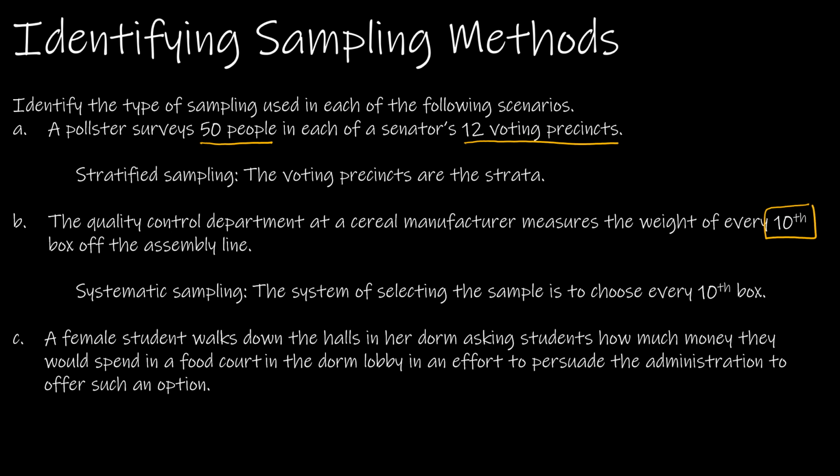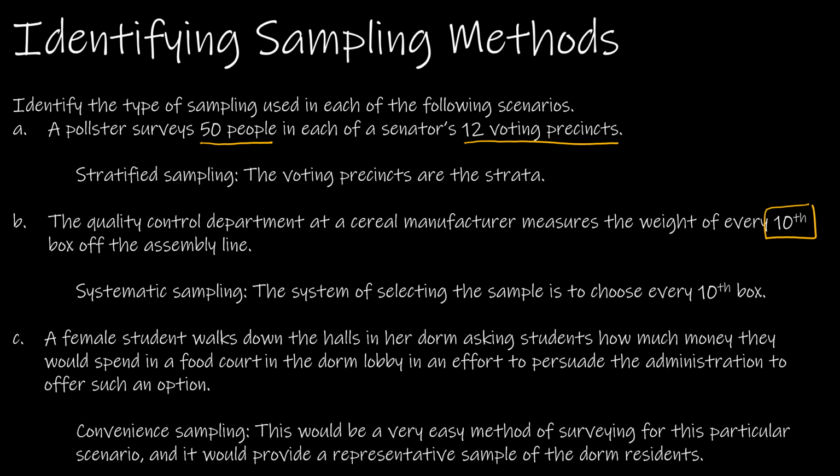Lastly, a female student walks down the halls in her dorm asking students how much money they would spend in a food court in the dorm lobby in an effort to persuade the administration to offer that option. So again, there's really no method to her madness. She's just talking to people that she can get a hold of. That is convenience. It's very easy for her to speak to people who are walking down the hall.